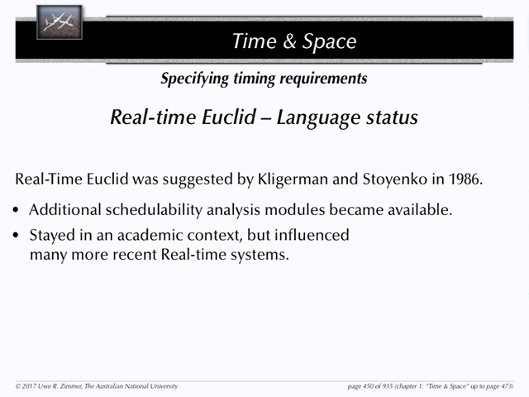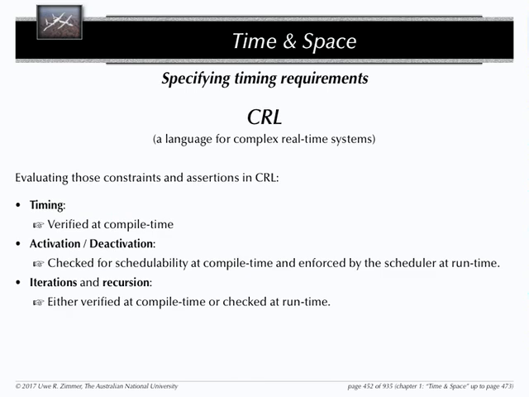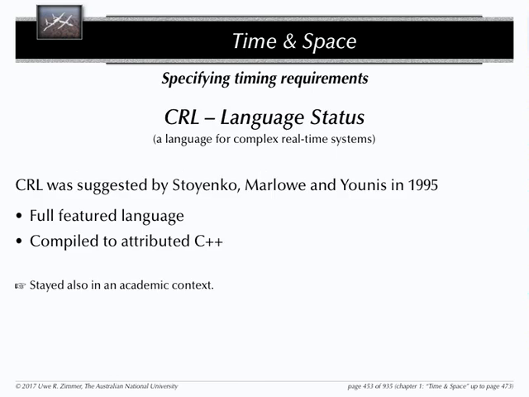Okay. Real-time Euclid is a pretty old approach. It's not actually used at the moment. CRL is another one, complex real-time systems. That's a little bit more modern. And it also gives you full time frame syntax associated with your systems. All timing is verified at compile time. Cool. And even at runtime, you still check whether this can happen. And all your iterations and recursions are checked against upper bounds at runtime. That's a system which is compiled into C++ to be executed from there. The possibilities stayed pretty academic ultimately. It was not picked up in industry.